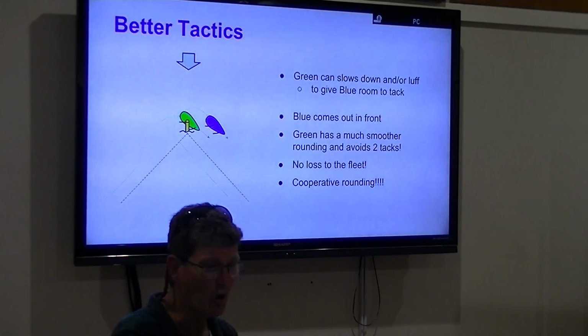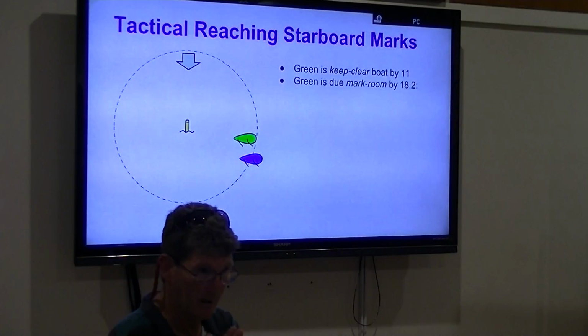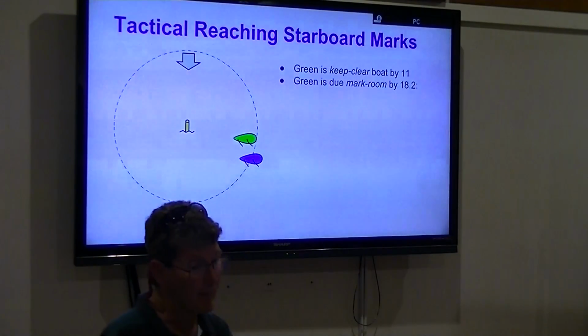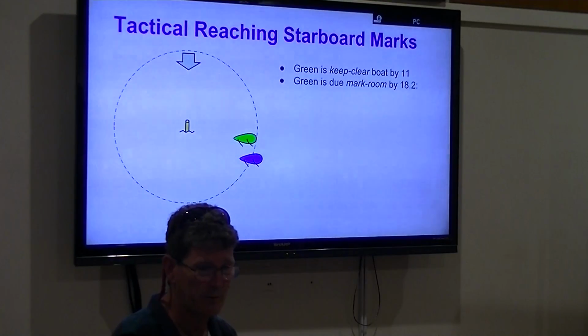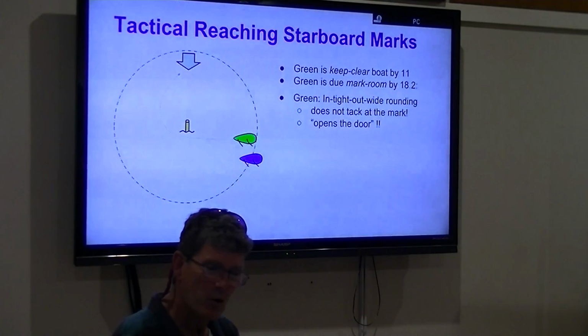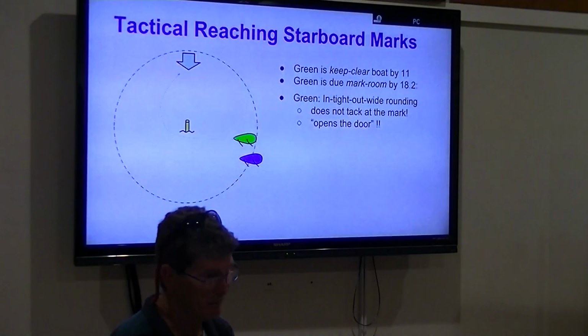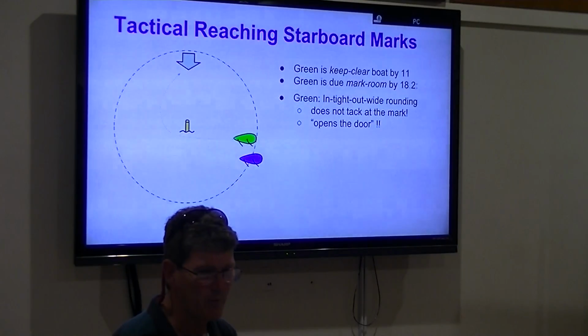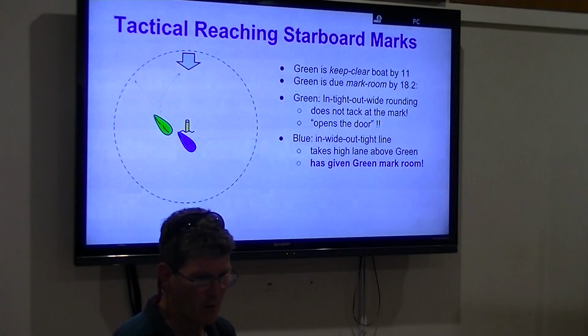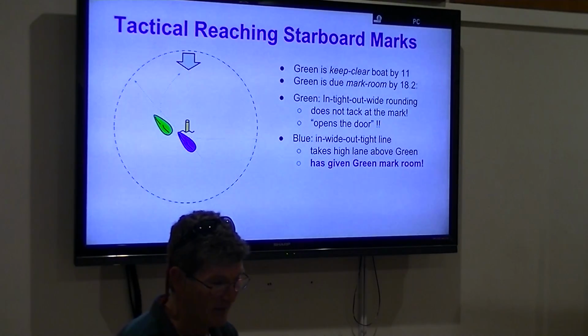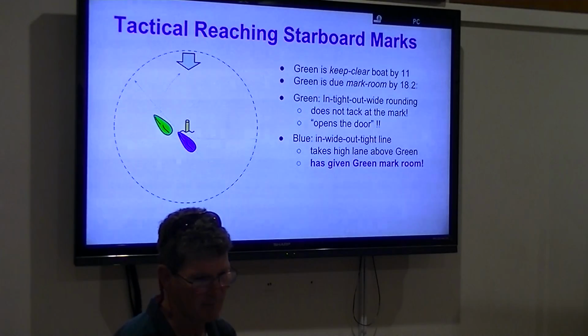So, cooperative roundings. What have we got here? Again, same sort of thing applies if you're reaching onto a starboard mark. Here we have blue and green reaching in to the mark. Quite often you'll see in our fleets, green is going right at the mark, and it takes a while to come up onto the wind. So she's going in tight and out wide. And this is going to open the door for blue, who might try and do it in wide, out tight. So blue goes in wide, comes up high, and establishes a high line lane on that mark. Again, this is quite often obvious.